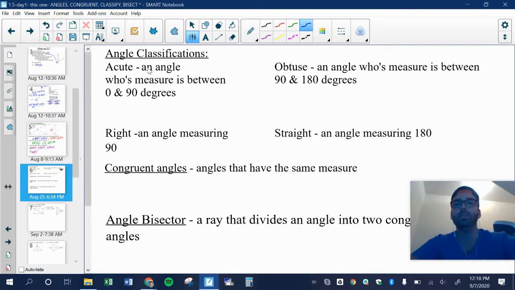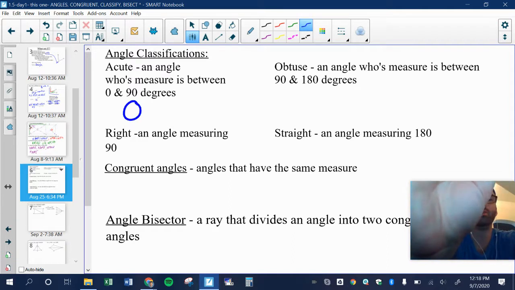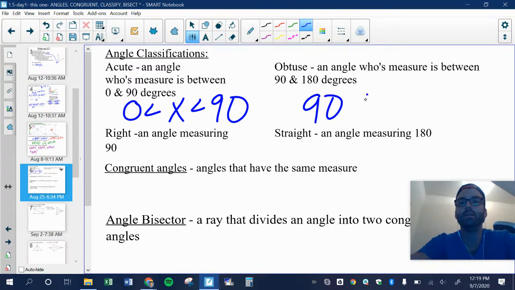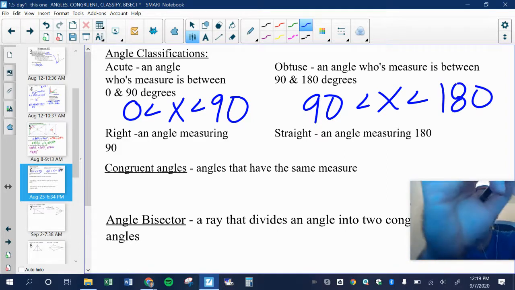An acute angle, all right, is an angle whose measure is between 0 and 90 degrees. I would write this so I could say that 0 is less than some angle x, less than 90 if you want to think about it as an inequality. All right, same thing with obtuse, it is between 90 and 180. Okay, so 90 is less than some angle x, which is less than 180.